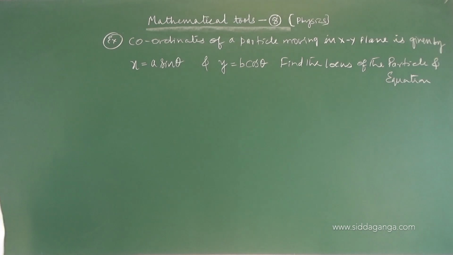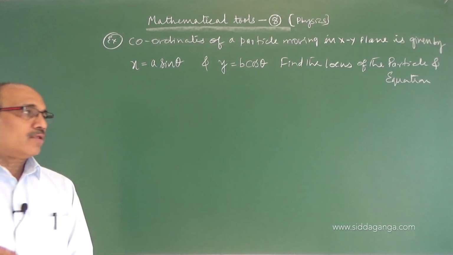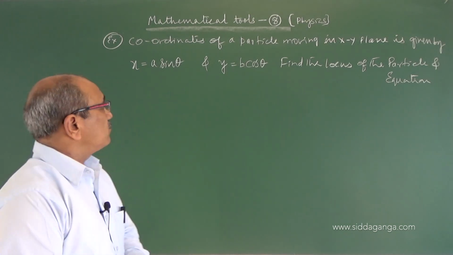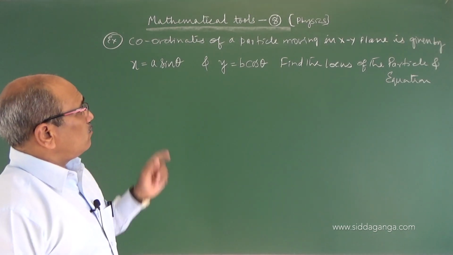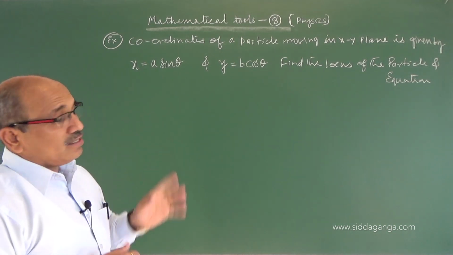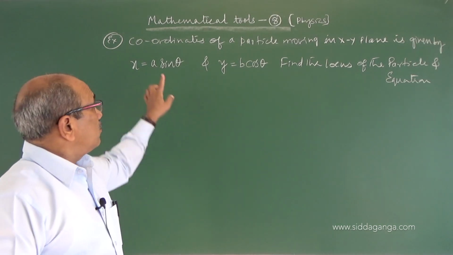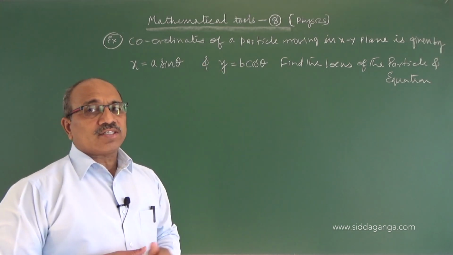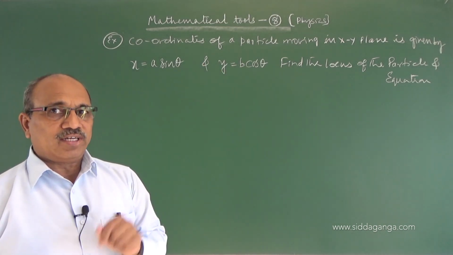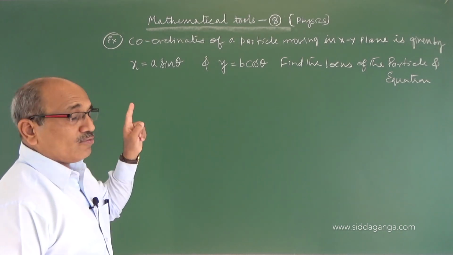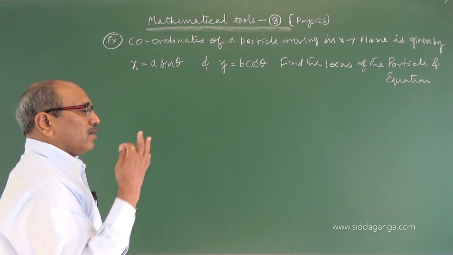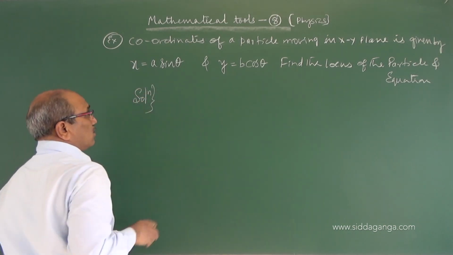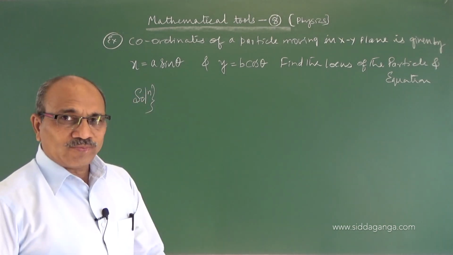What is the nature of the graph that can be obtained, along with the nature of the equation? Here the variable is theta, and a and b may be constants. x and y are variables, theta is also a variable. In previous cases we have seen time as the variable. Here theta is the variable, and we have to remove that.